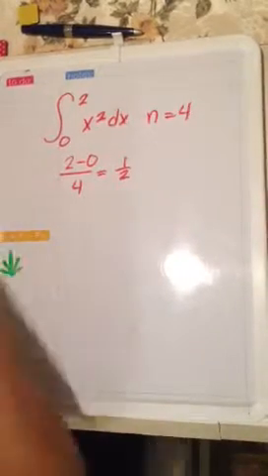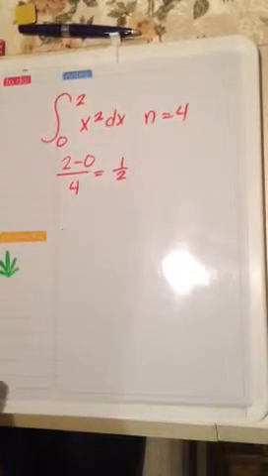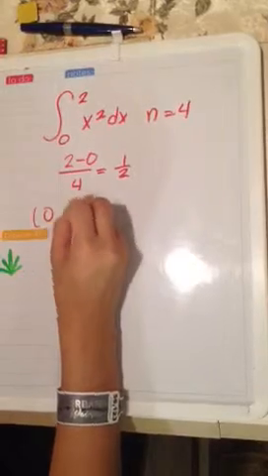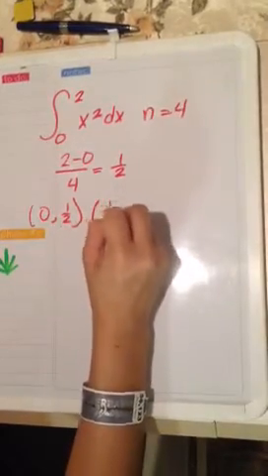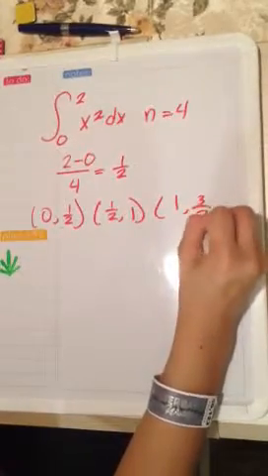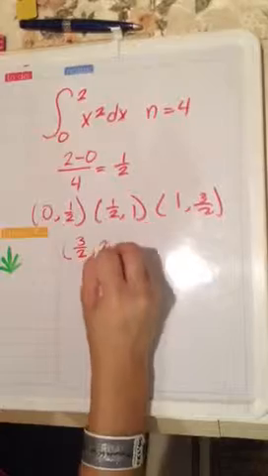Now you have the width of each interval, so you divide it up into 4 subintervals, which will be 0 to 1/2, 1/2 to 1, 1 to 3/2, and 3/2 to 2.